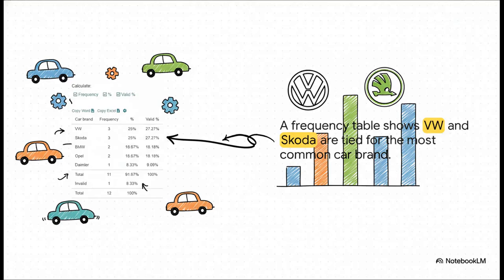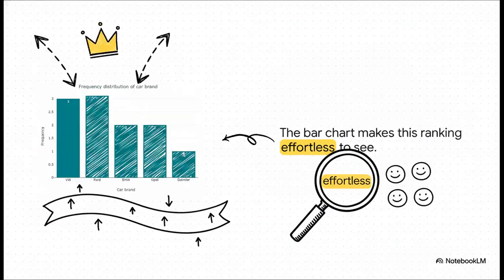All right, here's another quick example. We've got a frequency table of different car brands. You can look at the numbers, and if you read them carefully, you can figure out that VW and Skoda are tied for the top spot. But the second we flip it into a bar chart, you don't even have to think. Your eyes just instantly go to the two tallest bars and you know the ranking. It's totally effortless. This is exactly why bar charts are the absolute best for comparing these distinct groups.